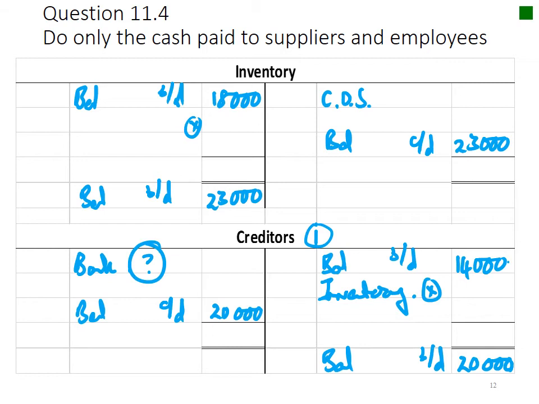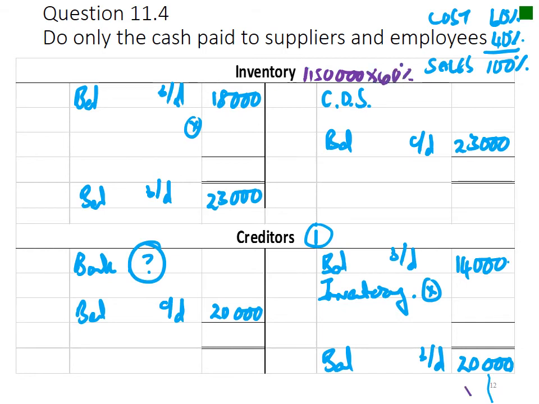So what that means is that if you sold something for 100 Rand, it means your gross profit is 40 and it means your cost is 60. Okay, so the gross profit is 40% of the sales amount. The cost is 60% of the sales amount. So to get the cost of sales, I'm going to take the sales amount, which is 1,150,000, and I'm going to multiply that by 60%, and it's going to give me 690,000. Okay, so that's going to be my cost of sales.